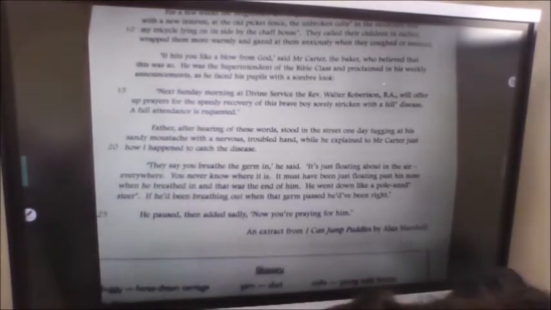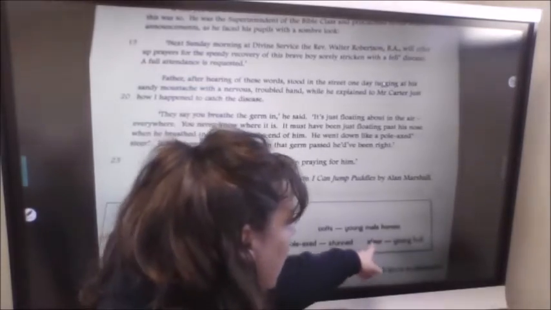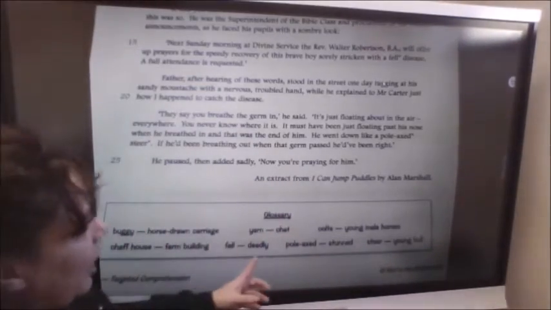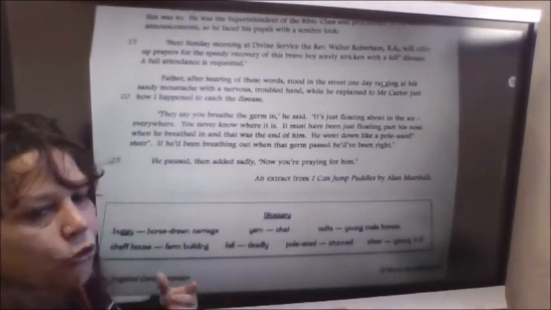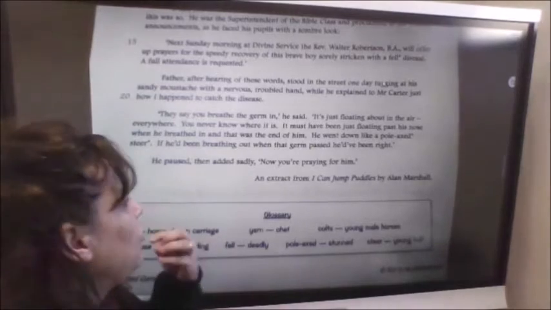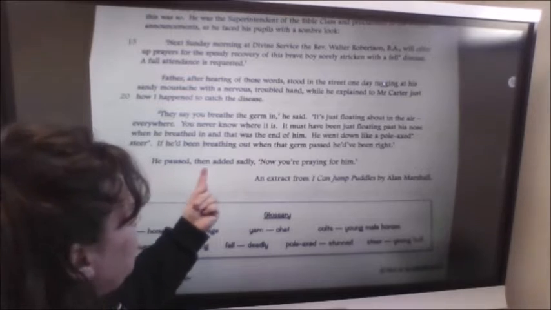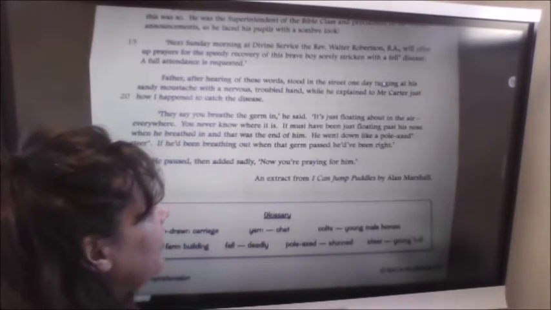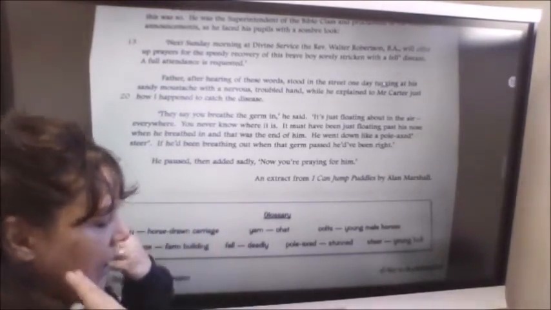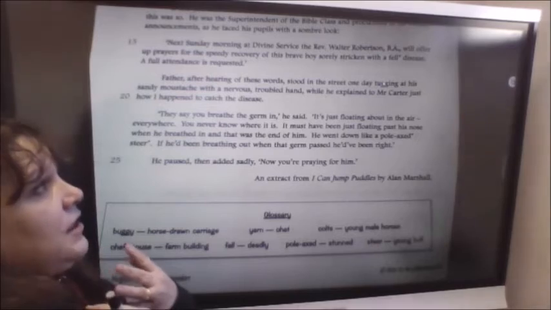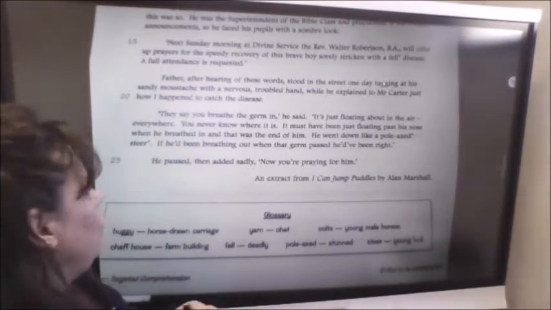And again, if we have a little look at our glossary, poleaxe is stunned, and a steer is a young bull. So a poleaxe steer, so a stunned young bull, perhaps it's had a fright or something's happened to it and it's flopped to the floor. So it's just that instant thing. Okay. If he'd been breathing out when that germ passed, he'd have been right. So that's what Alan's dad thinks. It's a germ floating in the air. Alan happened to be breathing in as the germ passed. If he'd have been breathing out, he wouldn't have got it.